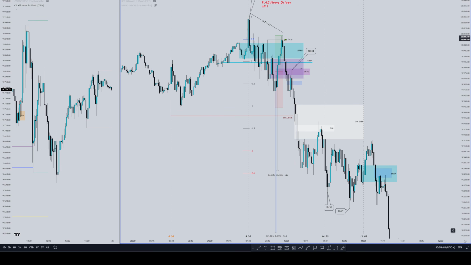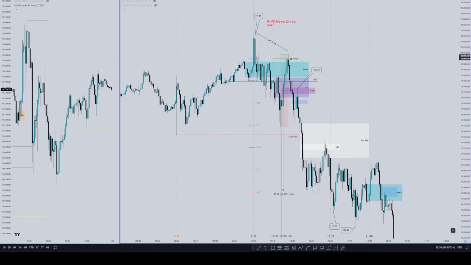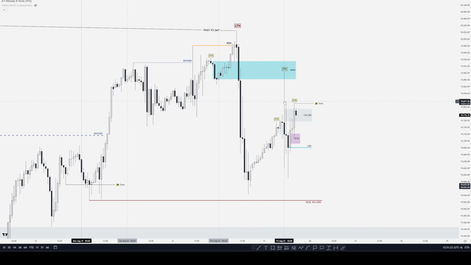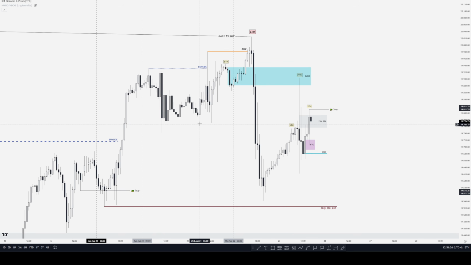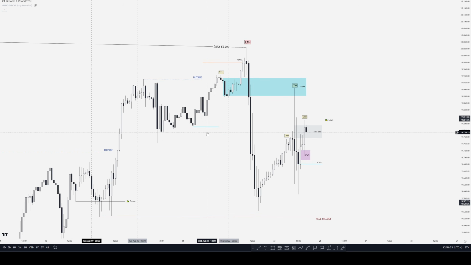One more thing, how do you filter out which dealing range to use? I hate giving this answer, but it does come with a little bit of experience. But if it's a bullish dealing range, I'm looking at the most recent sell side sweep to the current high. So in this case, we have a sell side sweep here up to this high. That's the dealing range I'm looking for.